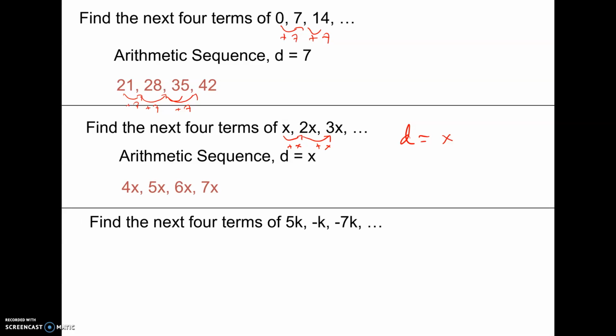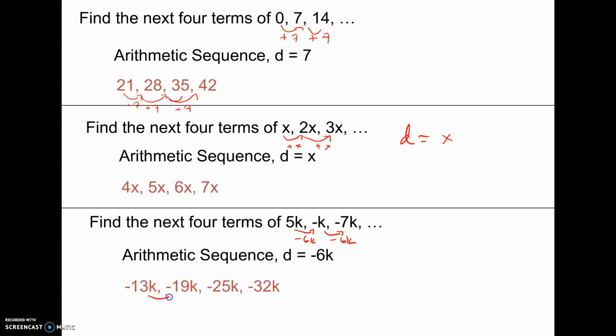Next tasty example. I go from 5k to negative k to negative 7k. So it looks like we're going down because they're becoming negative and staying that way. And it looks like to go from 5k to negative k that I subtract 6k. So I subtract 6k, and that's my common difference. And then just keep subtracting 6k 4 more times, and we end up with negative 13k, then negative 19k, then negative 25k, then negative 31k. Oh, it looks like the Amazon logo.